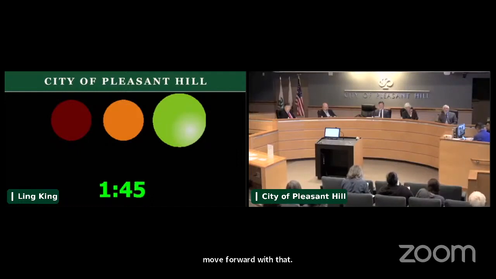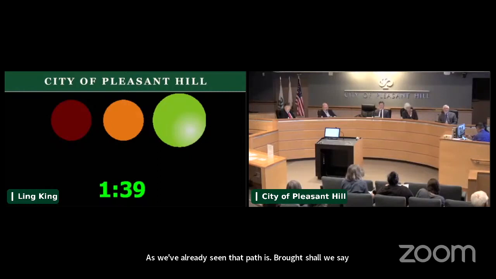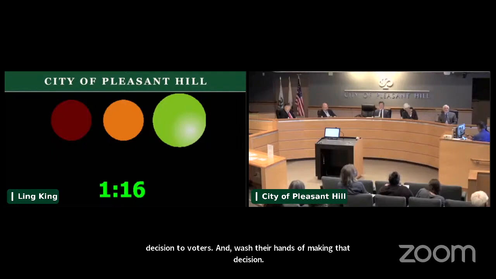As we've already seen, that path is fraught, shall we say. It's not an especially popular path. It's not an approach that has received adequate discussion by council. It's also something where I get the impression that there are many council members who are not fully comfortable with it, who are thinking that perhaps they can simply put the decision to voters and wash their hands of making that decision. That's not how it's going to be received.